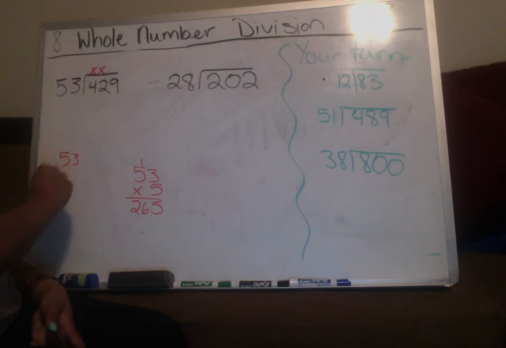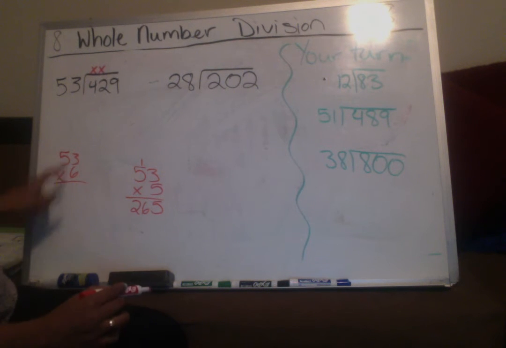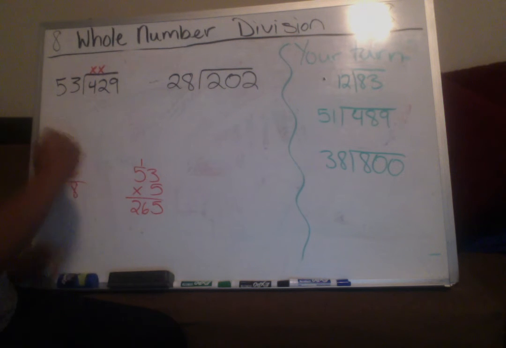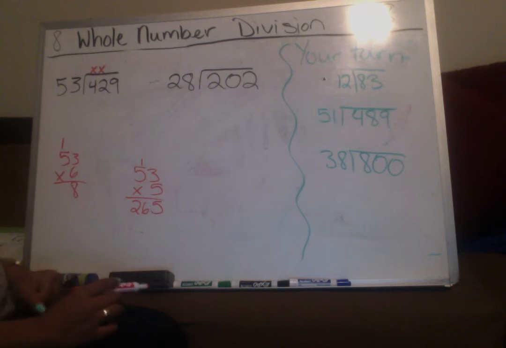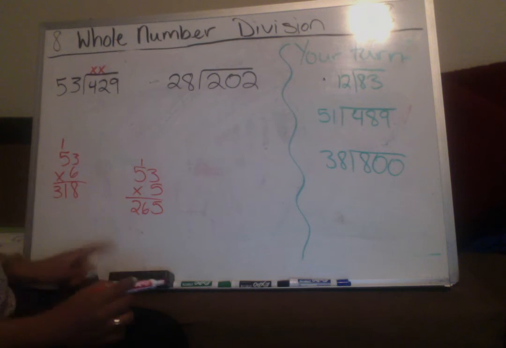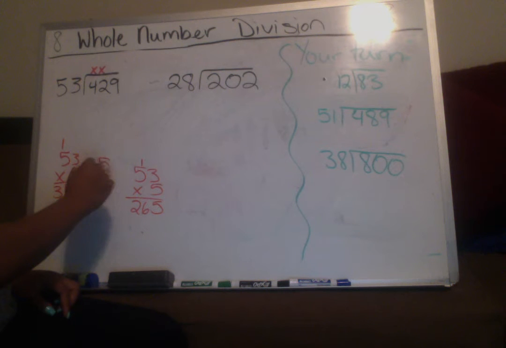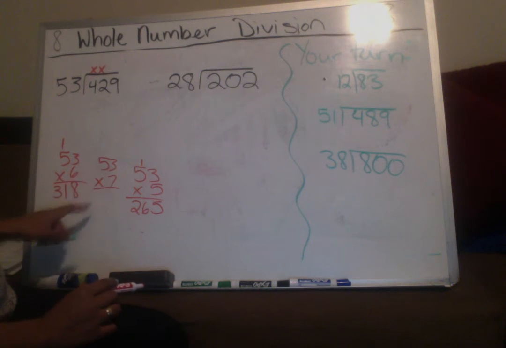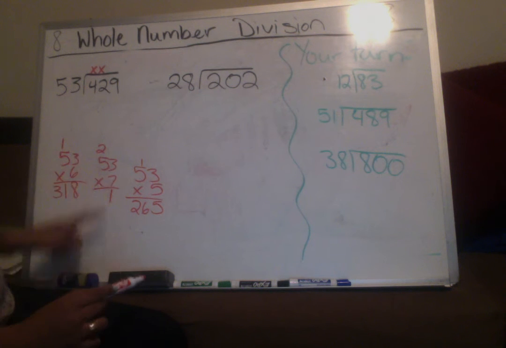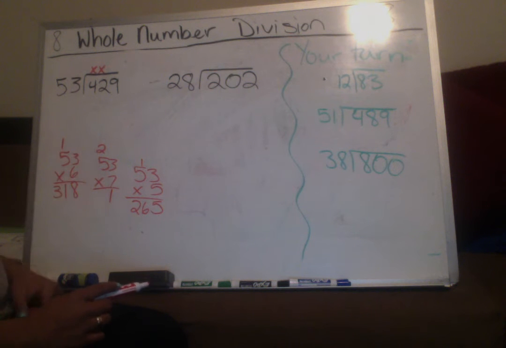53 times 6. 6 times 3 is 18. 6 times 5 is 30. Plus 1 is 31. We're getting closer. I'm going to do 53 times 7 inside the middle of here. 3 times 7 is 21. 7 times 5 is 35. 36, 37.